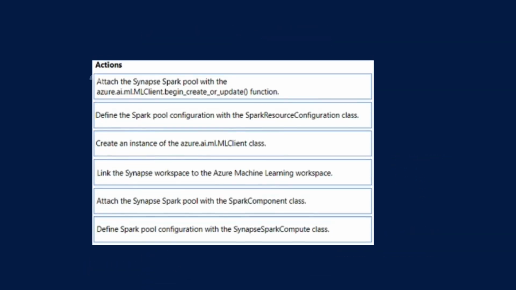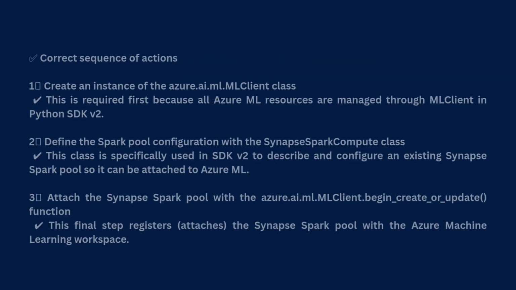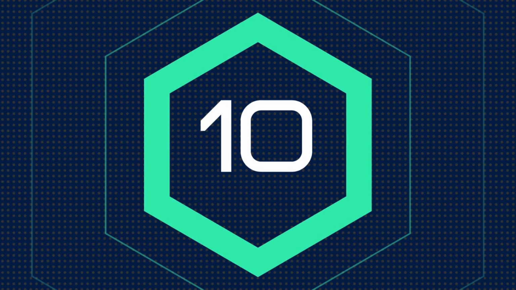Okay, the correct sequence here is, first you have to create the instance of the Azure AI ML client class. Then you have to define the Spark pool configuration with the Synapse Spark compute class. Then you have to attach this pool with the ML client begin create or update function. And if you want an explanation why these are correct, then you can just pause the video. Now let's jump to the last question of this video.